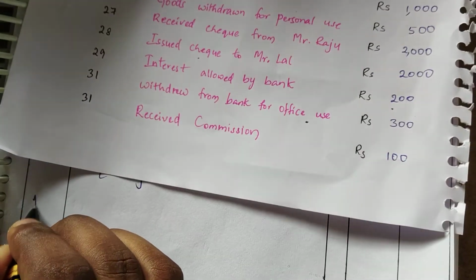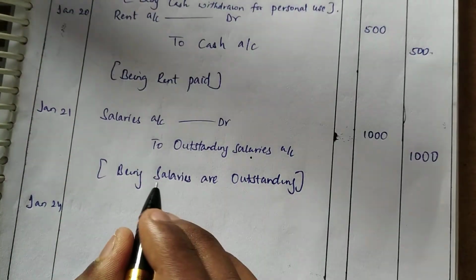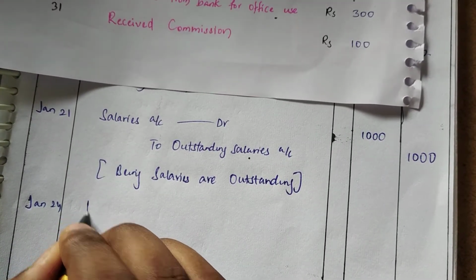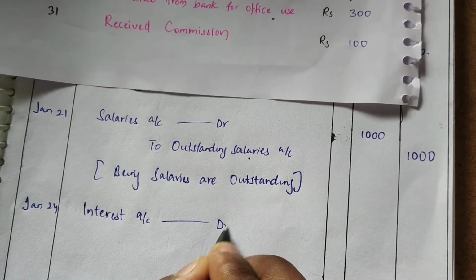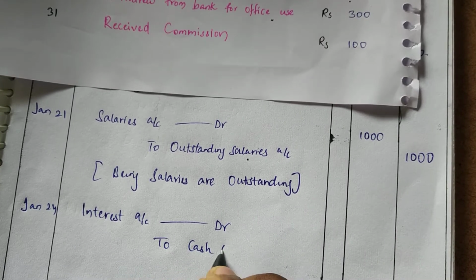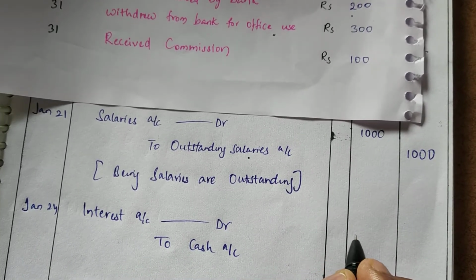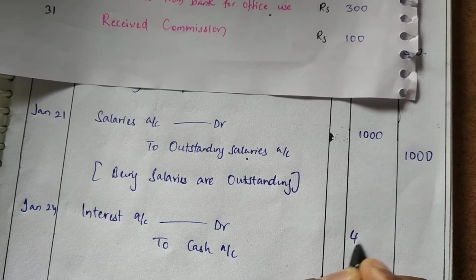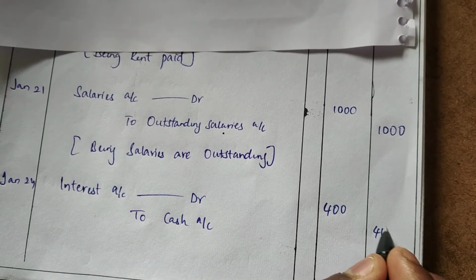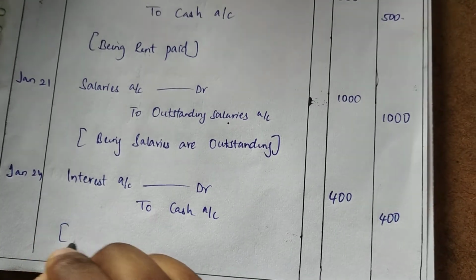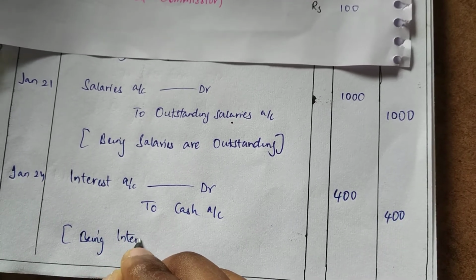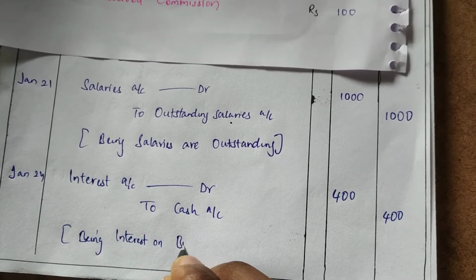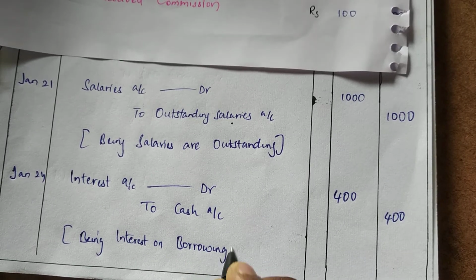So the journal entry on January 24: interest account debit to cash account. The amount is 400. The narration is: being interest on borrowings paid.